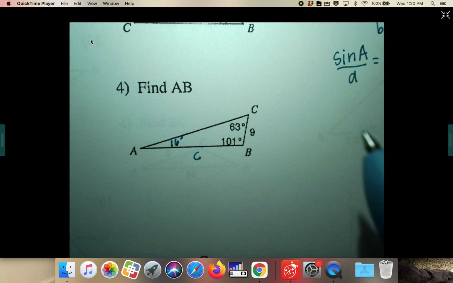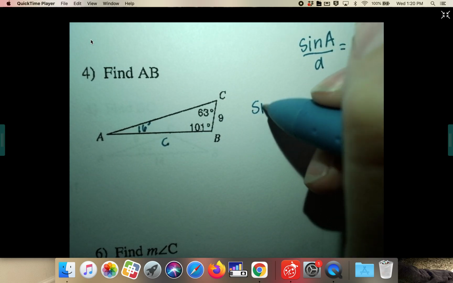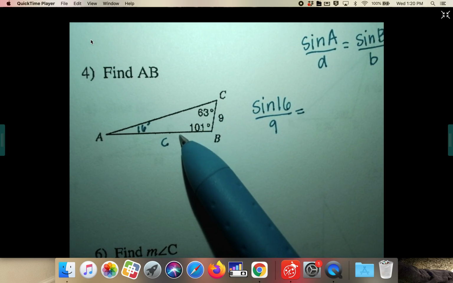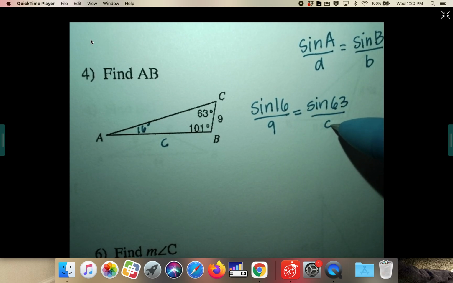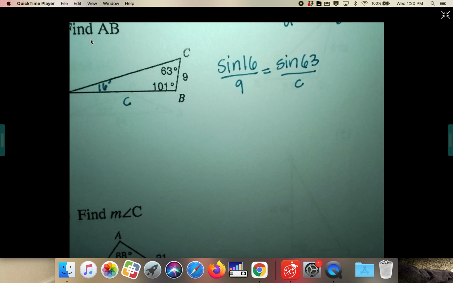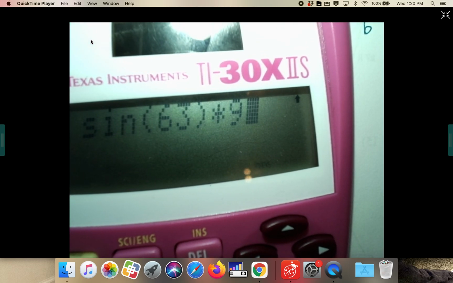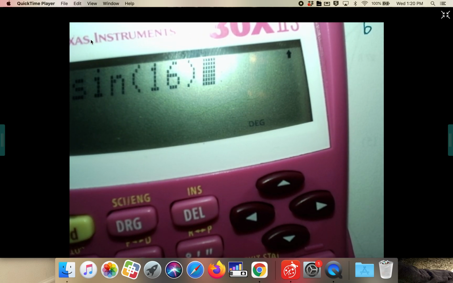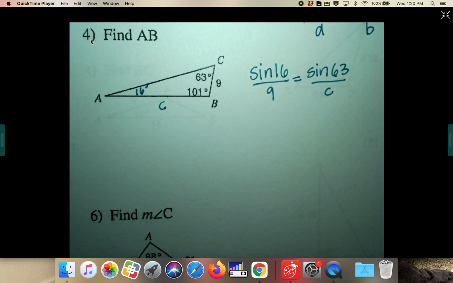Okay, so I'm going to set it up. Sine 16 over 9 is equal to sine 63 over c. All right, the bat and the ball, sine 63 times 9, and then divided by sine of 16 degrees equals about 0.3. So that does not look right, does it?